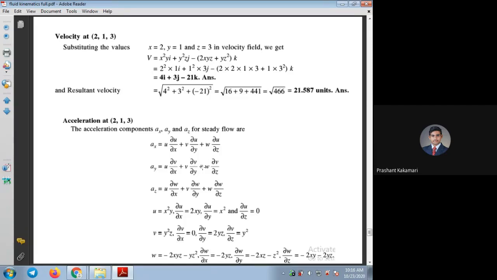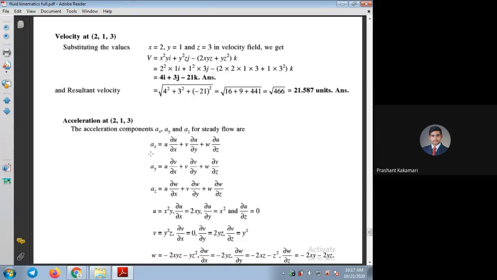The next condition, steady flow. Look at the problem. They're asking only for the steady flow and incompressible flow. So in such condition, I can write acceleration in x direction, neglecting the density and neglecting the time factor, as small u into dou u by dou x plus small v into dou u by dou y plus small w into dou u by dou z. It is all in x direction. So the acceleration is going to change only with respect to space and in x direction only.